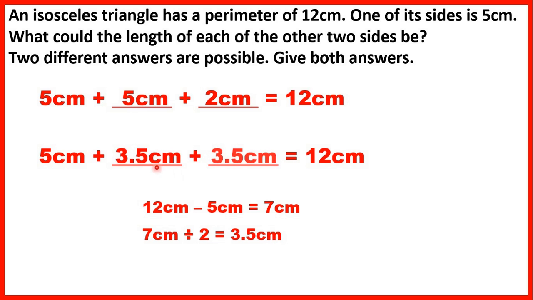So it could be that these two lengths are the same. We need two of the lengths to be the same so that the triangle is isosceles, and then we have 5 centimetres as our longer length, because 5 plus 3.5 plus 3.5 is 12.